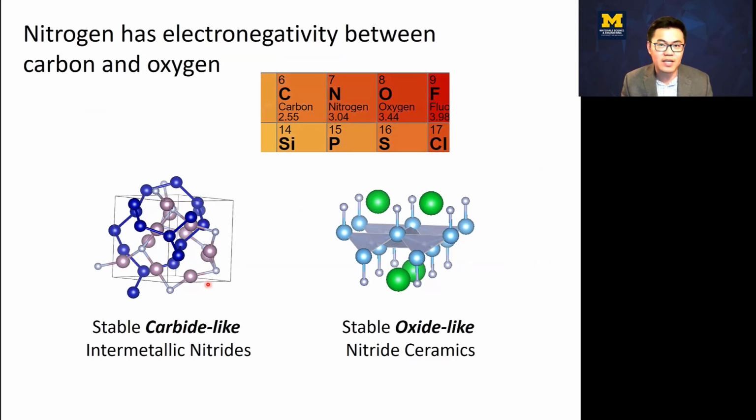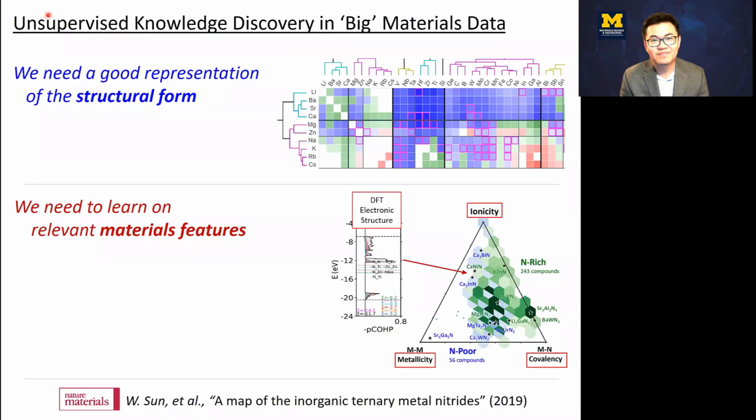So nitrogen has an electronegativity between oxygen and carbon, and we use this to rationalize the types of stable ternary nitrides that there are out there, right? There are oxide-like nitride ceramics, right, that are very stable. And there are also carbide-like intermetallic nitrides that are also very stable. And so this is a wonderful opportunity in nitrides to have a really wide span of materials properties for functional applications, which we think is very cool.